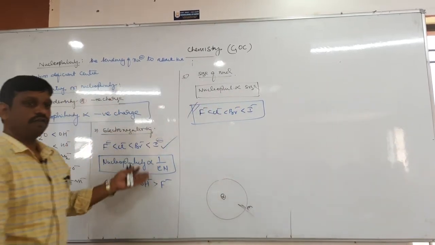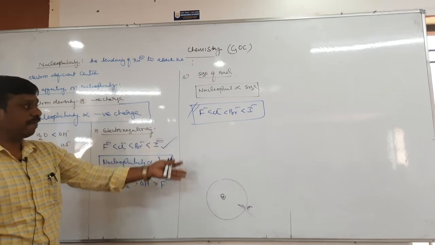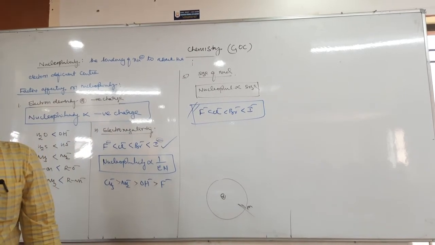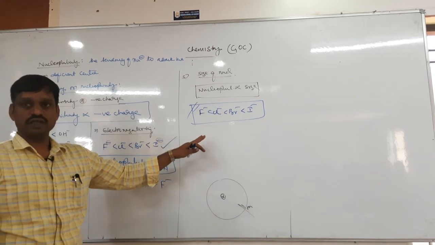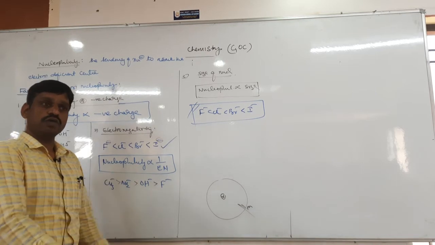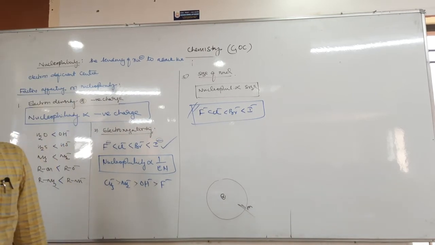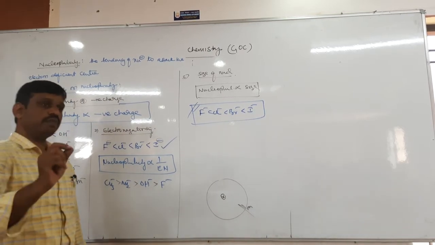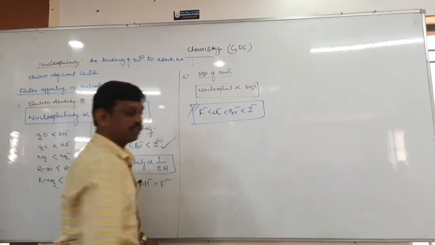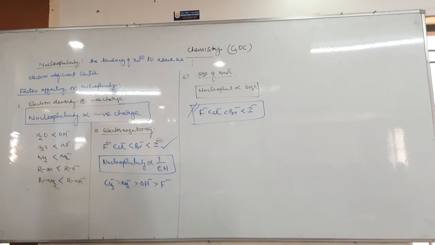Otherwise, which of the following has more nucleophilicity? Which of the following has less nucleophilicity? Strong nucleophile, weak nucleophile. This kind of question can be expected. Otherwise, which is nucleophile, which is electrophile, which is both. That is what you should remember better. So this is about the second concept.